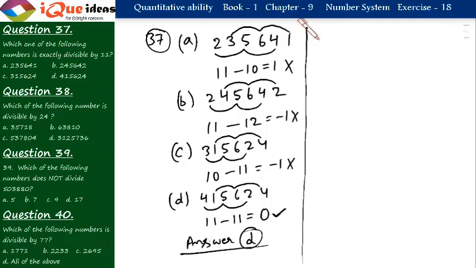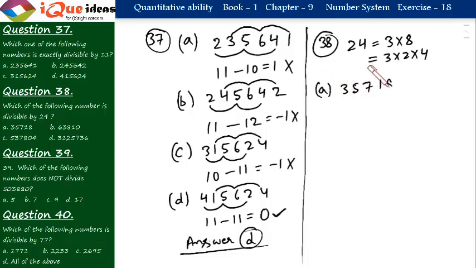Now let's take question number 38. It says, which of the following numbers is divisible by 24? Now see, 24 is divisible by 3 and 8. Also, it is divisible by 3 and 2 and 4. So let's check the options. First option is 3, 5, 7, 1, 8. Now, divisibility test for 3 is sum of digits. Divisibility test for 2 is the last digit. And divisibility test for 4 is the last 2 digits. Divisibility test for 8 is last 3 digits. Now, for a number to be divisible by 8, it must be divisible by 4.